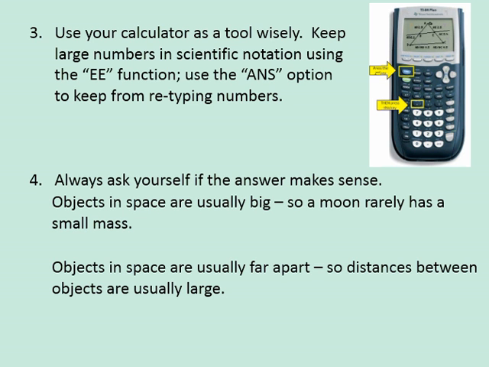And then the last thing you want to do is always ask yourself, does it make sense? Objects in space are usually pretty big, so you're not going to get the mass of a moon to be equal to 6.2 kilograms. All right, that's just not going to happen. If you're looking at it as 15 pounds, it's just not going to happen. And they're usually pretty far apart. So again, you're not going to get a distance between their centers to be about 9.3 meters if we're talking about objects in space. You're talking about really big numbers. So again, always ask yourself at the end of a problem if it makes sense.